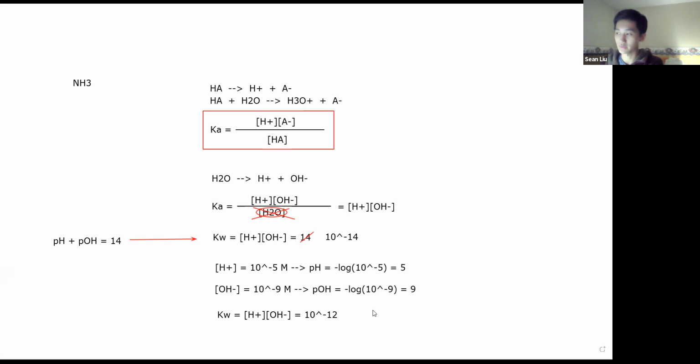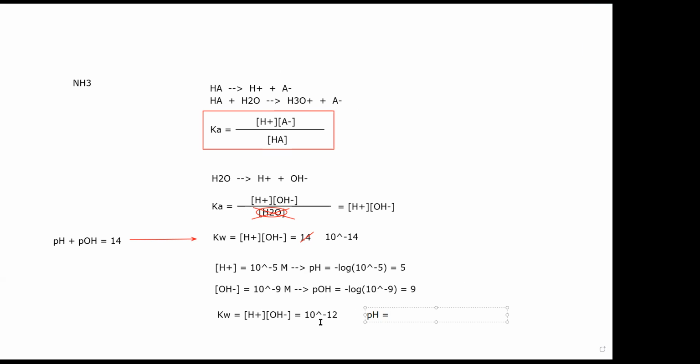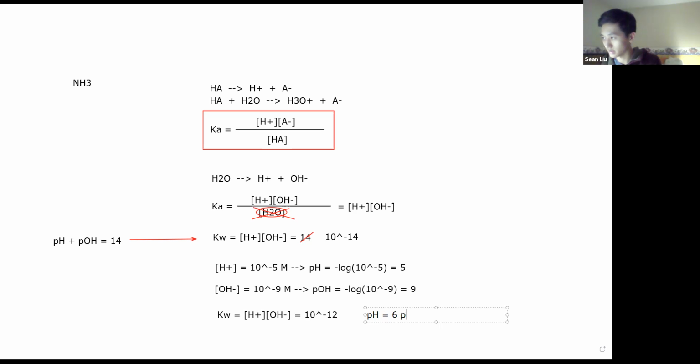All right, so anyway, I increase the temperature in this example. Kw is now 10 to the negative 12. Now, what is pH in this case? This is still pure water. And when I say pure water, that means that H plus and OH minus are equal. So what would my pH be? 6. 6, yeah. And we have POH also equal to 6.